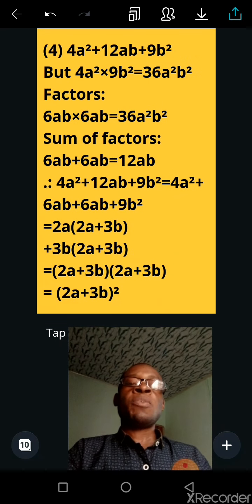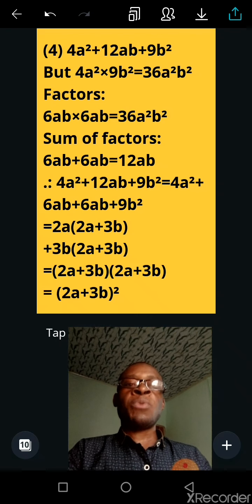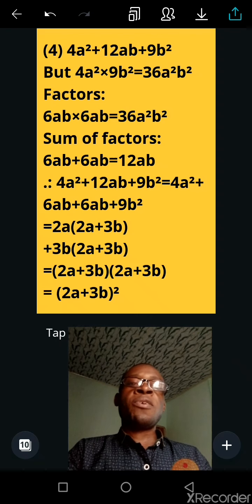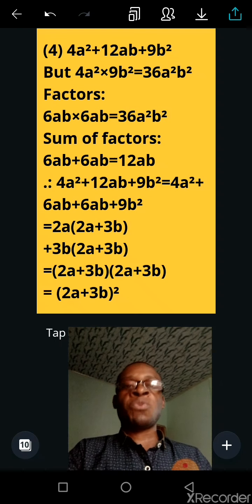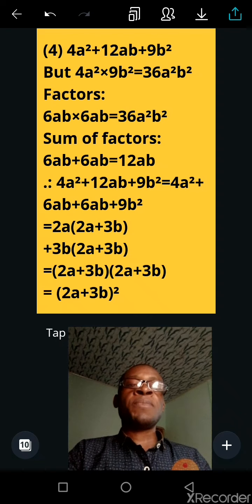The next is number 4. 4a squared plus 12ab plus 9b squared. We start with 4a squared times 9b squared, which is equal to 36a squared b squared. The factors, 6ab times 6ab will give us 36a squared b squared. Sum of factors, that is the same factors we multiplied the first time. This one is to add. 6ab plus 6ab will give us 12ab.